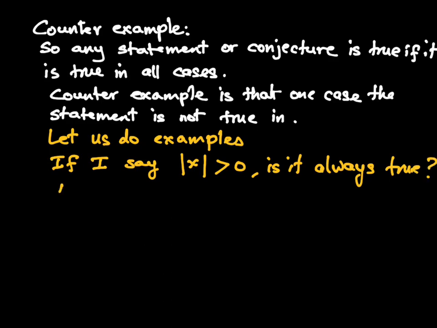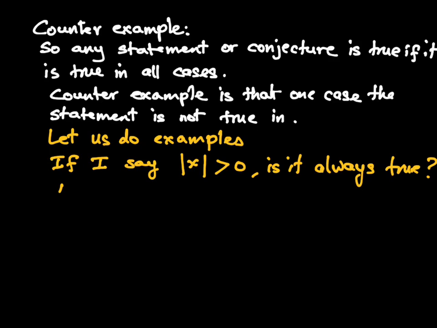Now think about it. Absolute value of x. Absolute value means if x is negative, the absolute value is going to be positive. If x is negative, it's still going to be positive.